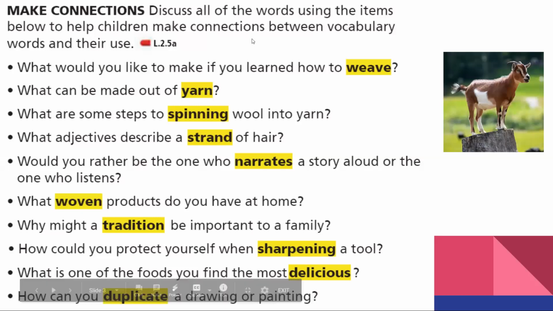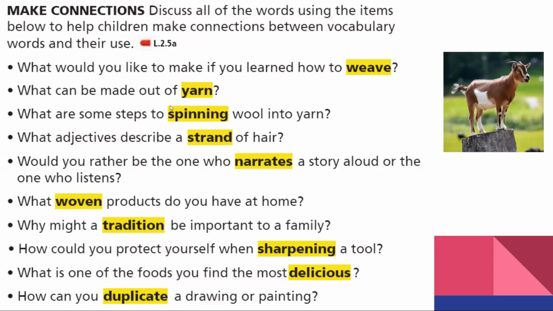Let's spend a little bit of time talking about each of these words. What would you like to make if you learned how to weave? Think about that. I would like to make a basket to carry apples in. What about you, boys and girls? Your next question, what can be made out of yarn? Well, my favorite things made out of yarn are scarves.